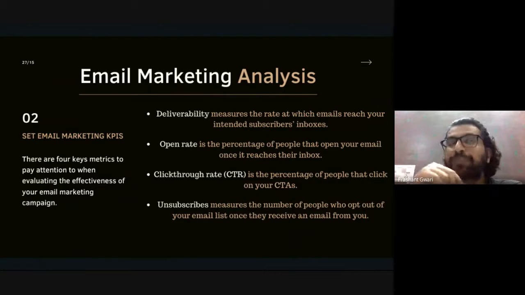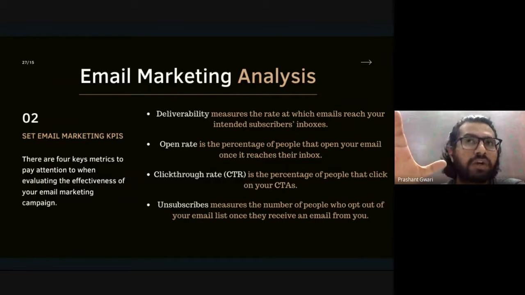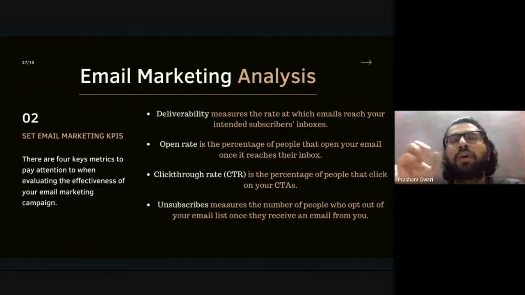30%. Third, click-through rate. Click-through rate means how many people click on the call to action button in the email. So let's say you send 10,000 emails, and 3,000 people open the email, so your open rate is 30%. Out of those 3,000 people who open your email, let's say only 300 click on the call to action button. Sorry, what will be your click-through rate? 300 divided by 3,000. That means 10% is your click-through rate.